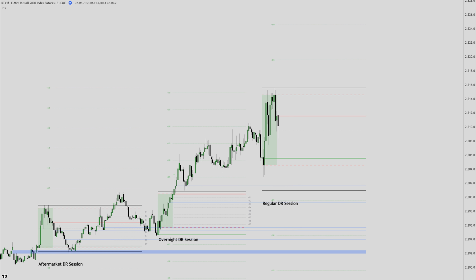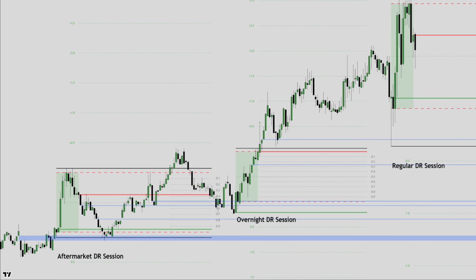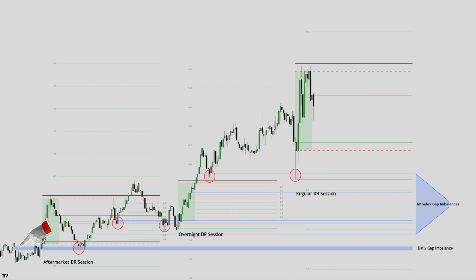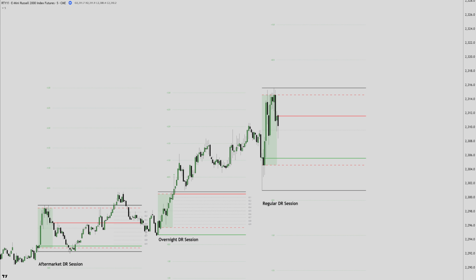When you highlight intraday gap imbalances, you will find great insights and nice rejections off of them that led to upside price action. One daily gap imbalance supported the bullish price action early on in the aftermarket session, and several intraday gap imbalances held the upside structure pretty well. Let's get a bit crazy here.